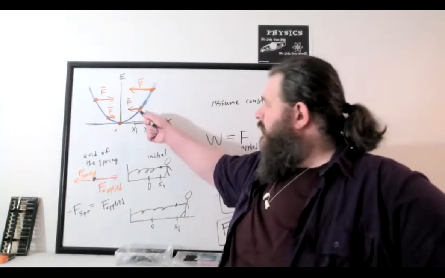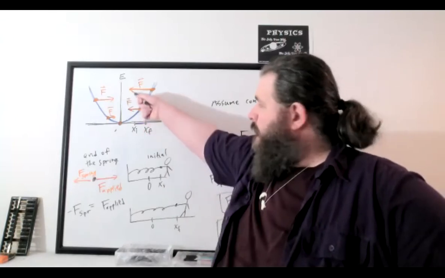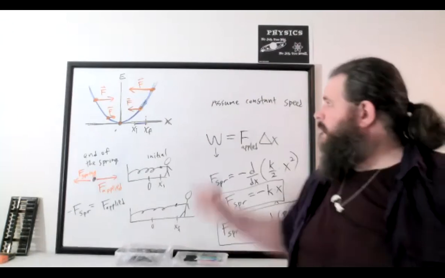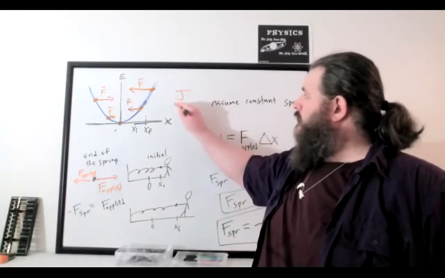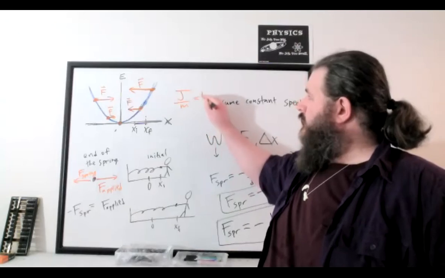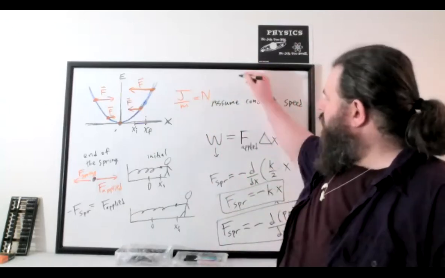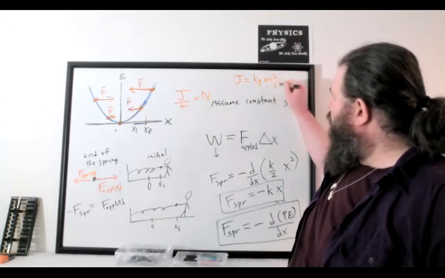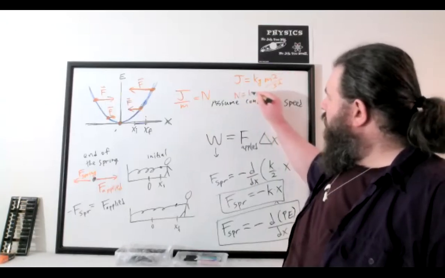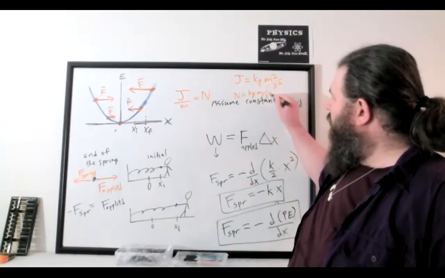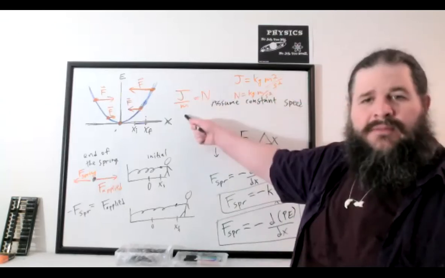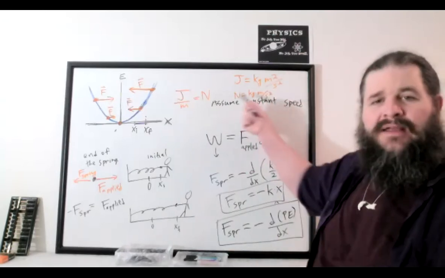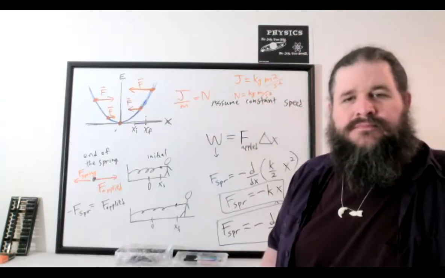Like, the slope would be measured in joules per meter, and joules divided by meters actually is newtons. If you look at the units, joules is kilogram meters squared per second squared, and newtons is kilogram meters per second squared. So if you take joules and divide by meters, one of the meters cancels out, you're left with kilogram meters per second squared, and that's the meaning of newtons.